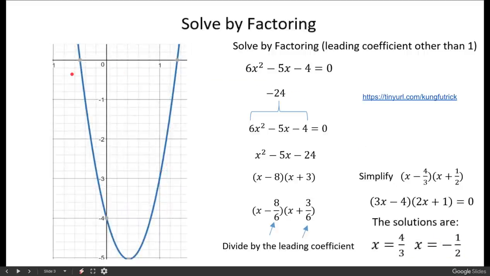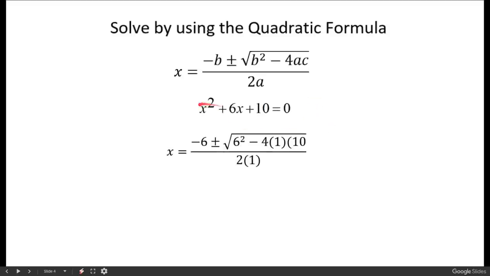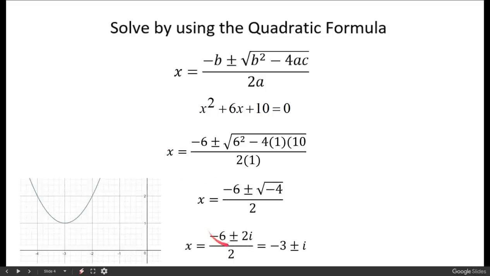And again, because we have real solutions, they're going to show up on the graph of the coordinate plane. Now we could also use the quadratic formula. We input our a, b, and c values into our quadratic formula. We simplify it. And in this case, we got -3 plus or minus i, which means that we don't have any real zeros, so the graph is not crossing the x-axis. It's above it, and it does not cross.